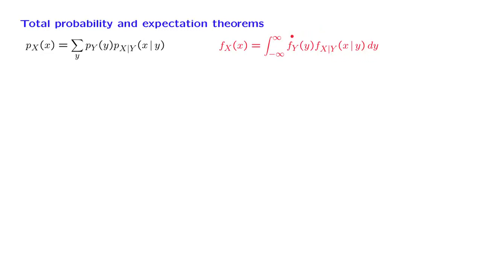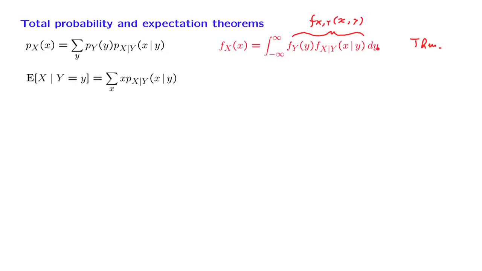By the multiplication rule, the integrand here is just the joint PDF of x and y. And we know that if we take the joint PDF and integrate with respect to one variable, then we recover the PDF, the marginal PDF of the other random variable. So this is one theorem that extends to the continuous case.